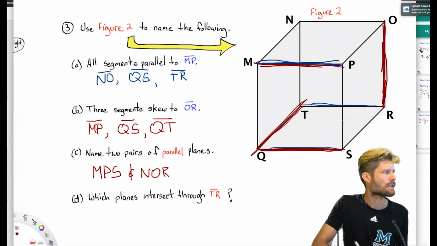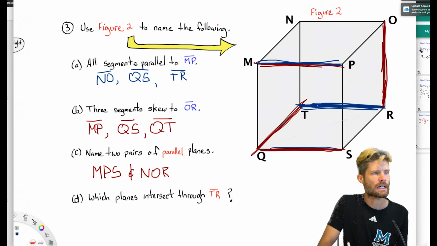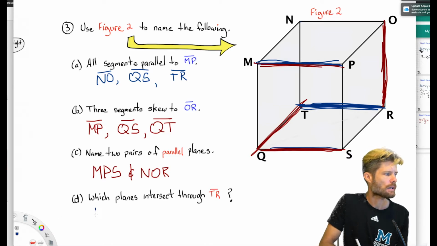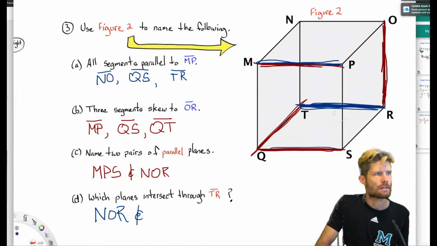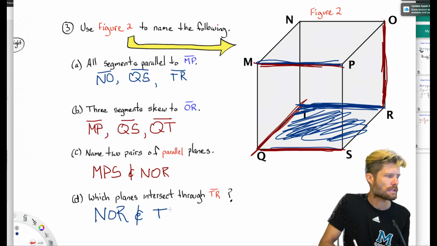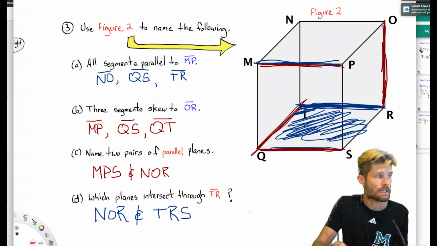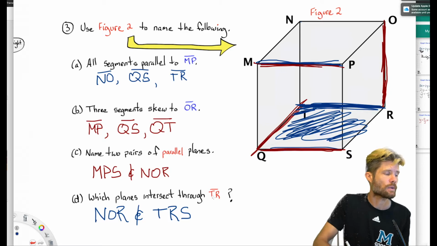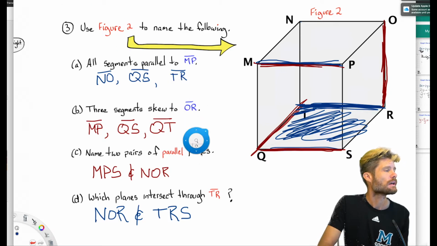Which planes intersect through TR? Okay, where is TR? TR is this back edge right here. So 2 planes intersect at a line. So we've got this back plane again. We already used that one before. NOR. Plane NOR. So this bottom plane right here. So how do we label that? How about TRS? TRS. Now, you guys could have come up with different ways of writing those planes, but any 3 out of the 4 points will work for that one.